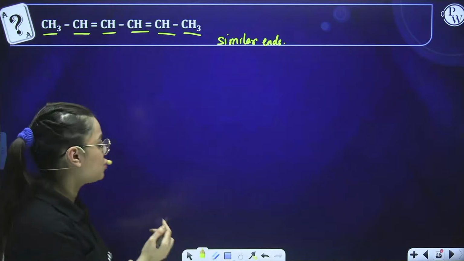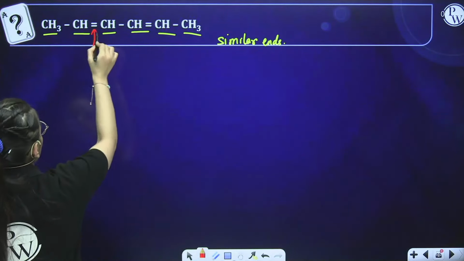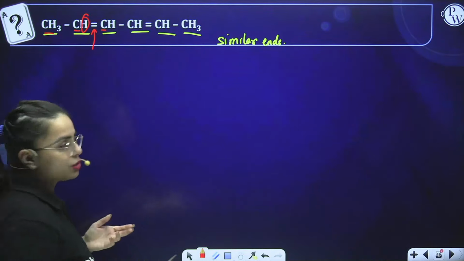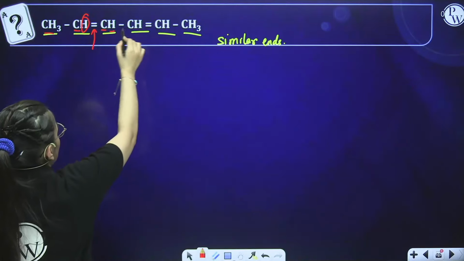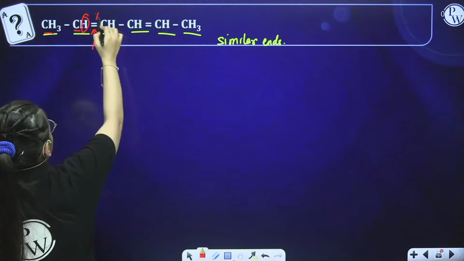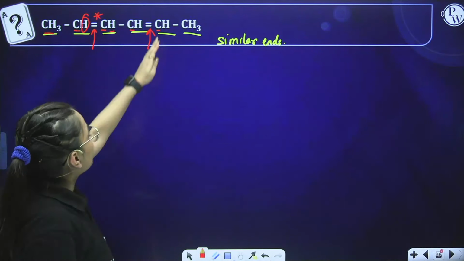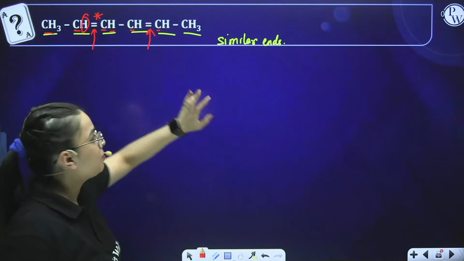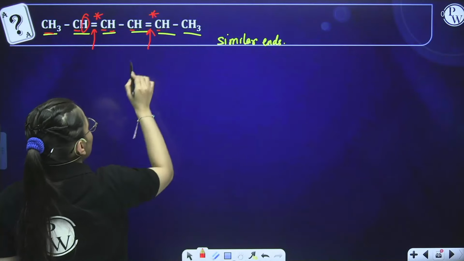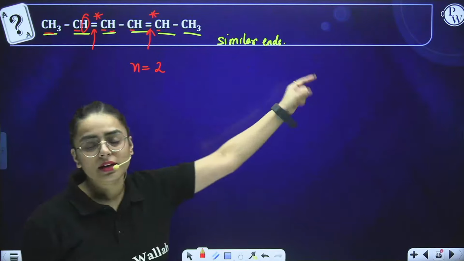First of all, we need to check. So let us see over here. If I talk about this double bond, it has these two carbons. This carbon has hydrogen and CH3, which are different groups. And this carbon has hydrogen and another, different group. So yes, it is a stereogenic center. If I talk about this double bond, it has these two terminal carbons. It has hydrogen and CH3, which are different groups. And this carbon has hydrogen and this group. So these are different groups. Again, here n is equal to 2, but here it is similar ends.